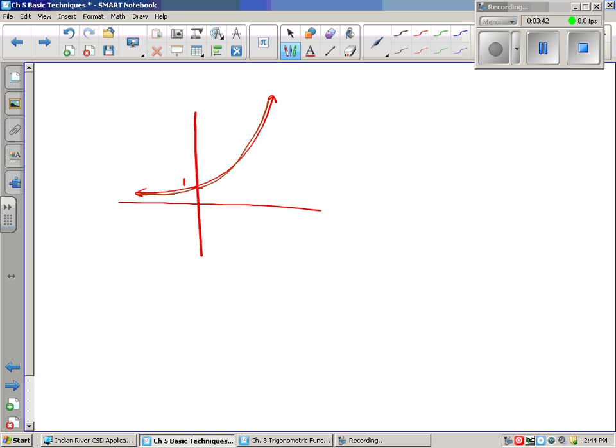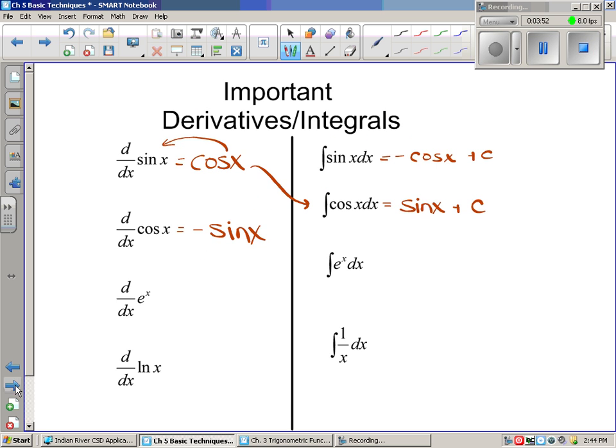Well, what do you notice about the graph of the derivative? It is true that f of x is e to the x, and believe it or not, the derivative is also e to the x. And so the derivative of e to the x, guess what, is e to the x. And the integral of e to the x, oh, ta-da, is e to the x. Isn't that beautiful? Last but not least is the natural log graph.